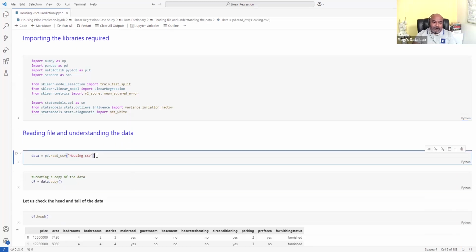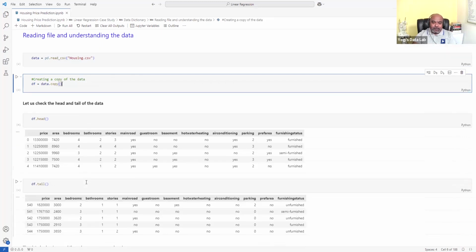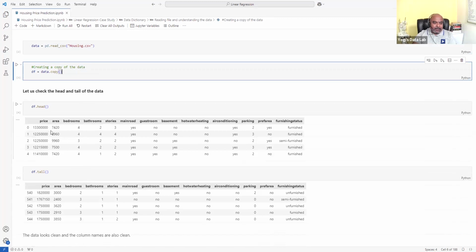So I'm reading my file. I create a copy of my file and I do a head. When I look at the head of my data, I see that I have price, which is in a very high scale. Other than that, I have a couple of numerical columns and I have a lot of categorical columns. But it is okay. The data seems to be clean. My column names are clean, so it is good to proceed.